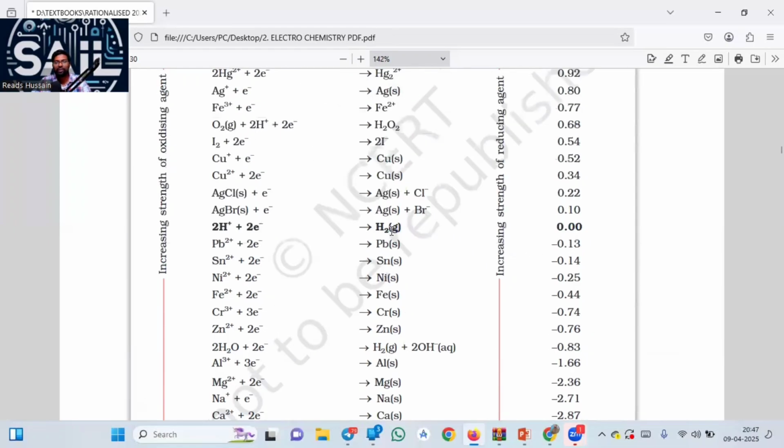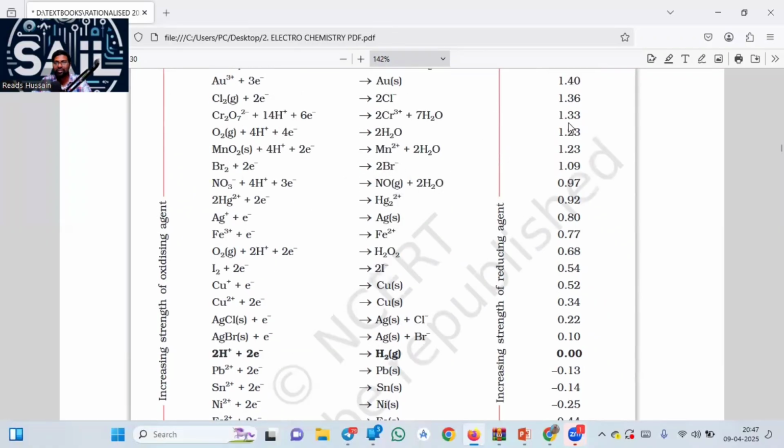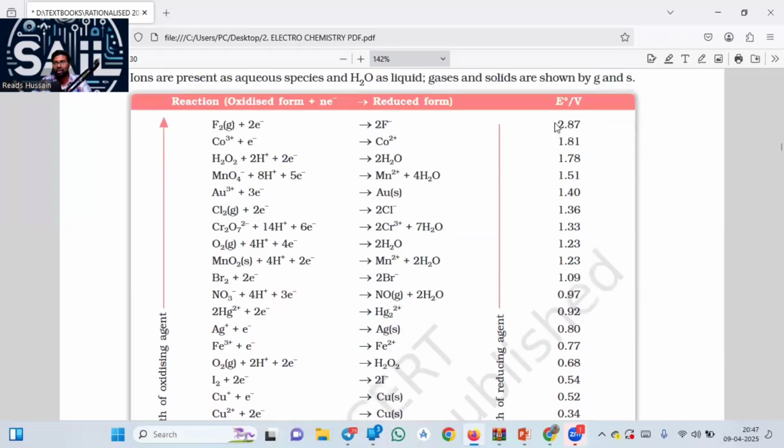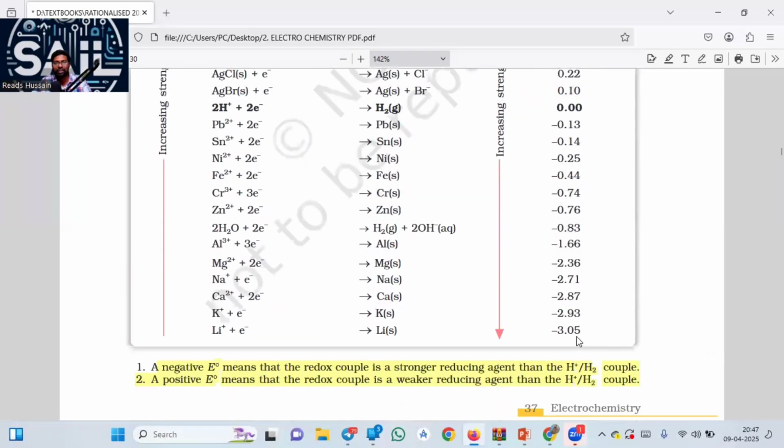Here hydrogen is in the middle. Above hydrogen are positive values, and the highest value is for fluorine. Fluorine is a strong oxidizing agent. And below the table, lithium is present, which has the negative value, its reduction potential value is the least, and it is a strong reducing agent. These are the points we need to remember.